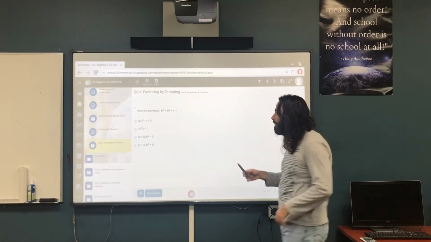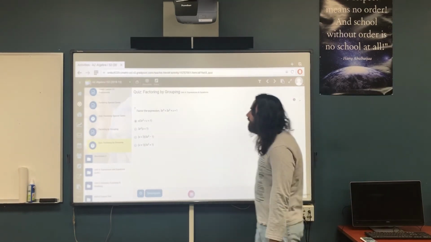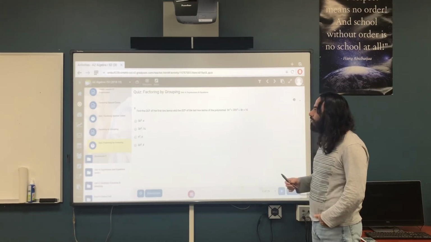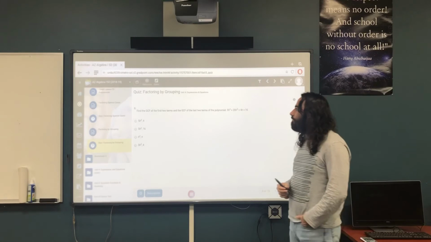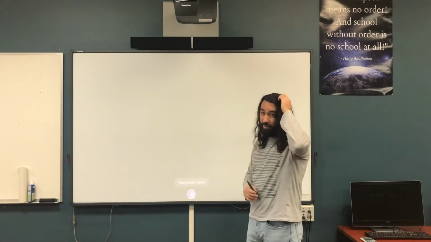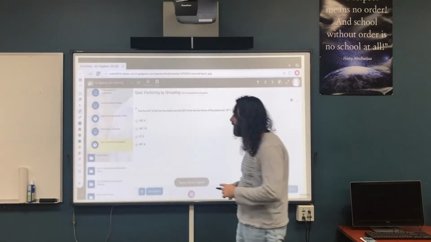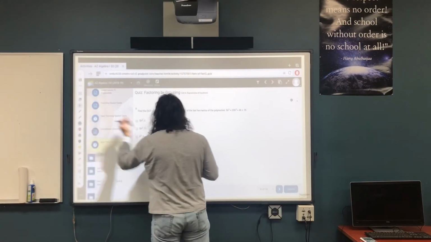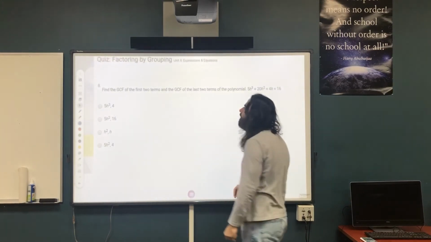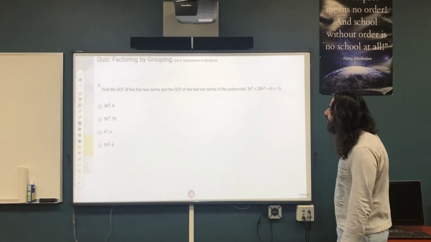This one is the same thing, guys. I'm going to skip it. Remember, you take out the greatest common factor between the first two and the last two. In this case, you only need to find the GCF, which is the greatest common factor, which means you don't have to factor, but just to find the greatest common factor for the first two terms and the GCF for the last two terms of the polynomial.